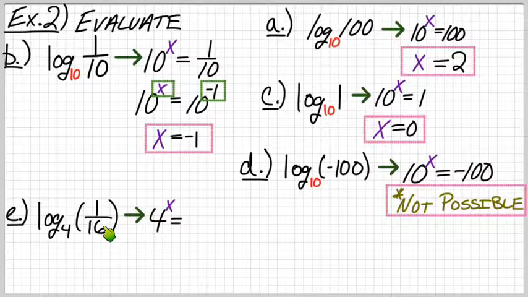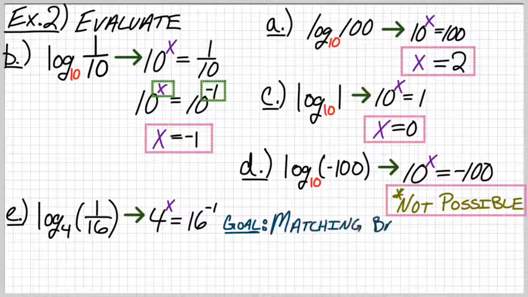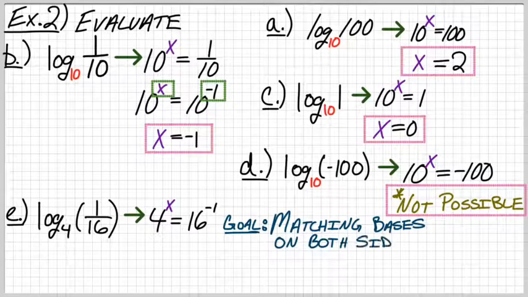Well, instead of calling this 1 over 16, I'm going to put that 16 up in the numerator. I'm going to call that 16 to the negative 1. So now I don't have a fraction there anymore. And at this point, I want to relate 4 to 16. So my goal at this point is I want to match the bases. So I want to get matching bases on both sides.